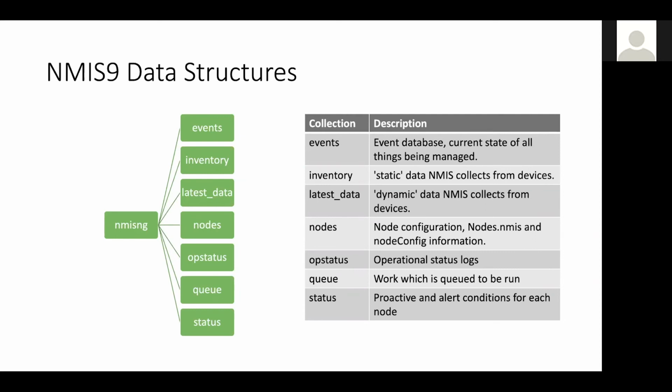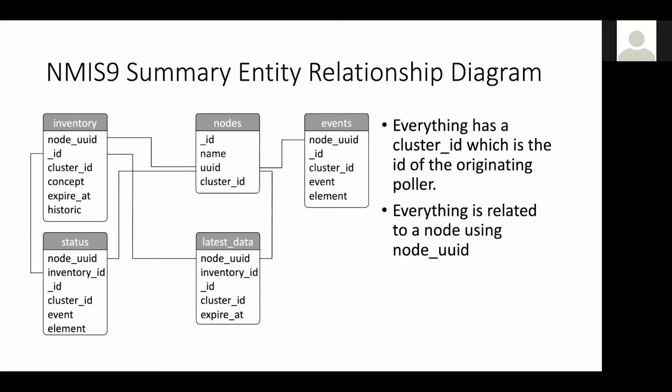Let's dive into a little bit of a schema. So there's the relationship. I created this entity relationship diagram just at a high level. Sorry that I didn't have the little many-to-many indicators here on the lines. But in the core of this, you have nodes. They're the obvious thing. Nodes have a UUID. They have a name and a UUID. Everything in NMIS 9 is about that UUID.